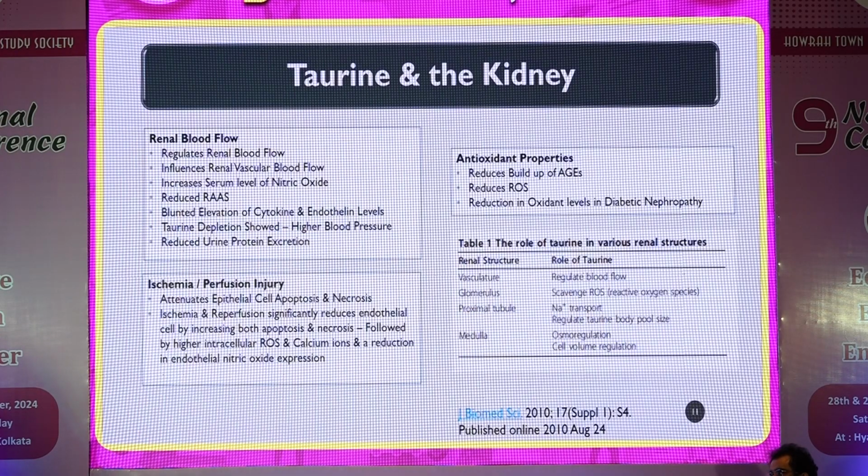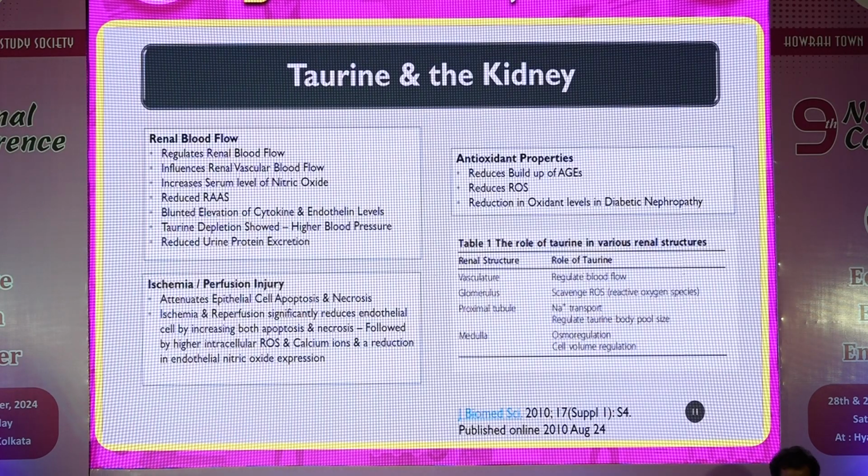NAC? No, there's another molecule to add on to the NAC. That is taurine. Does it have some effect? Yes, it is postulated to have some effect. It increases the renal blood flow. It influences the renal vascular blood flow. It increases the serum level of nitric oxide. It reduces the RAS. It blunts the elevation of cytokines, and taurine depletion showed high blood pressure, and reduced urine protein excretion is seen with the use of taurine.